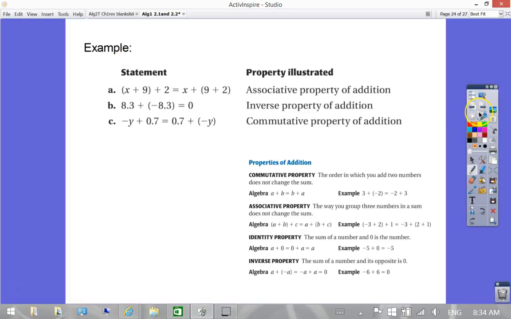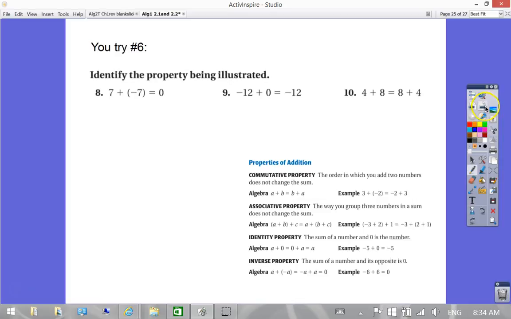So now, I kept the properties up there so we could just see how that works here. But you notice the first one was an example of associative, they moved the parentheses. The second one was an example of, they added opposites to get 0, so that's inverse. And the third one was an example of, right? So you try to identify the properties here.